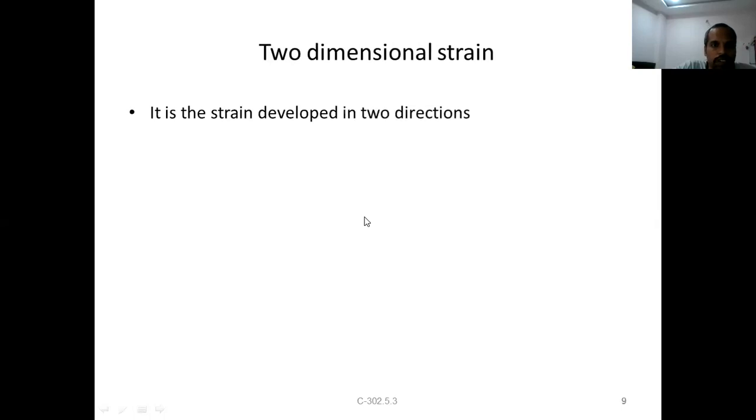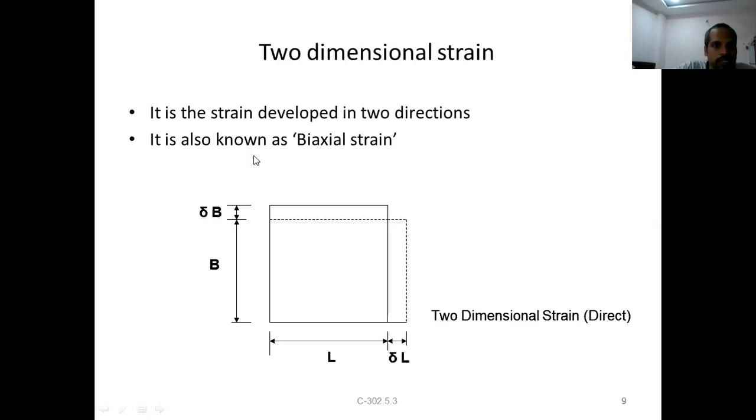Two-dimensional strain is a strain developed in two directions. It is also known as biaxial. So this is a body: in one direction there is delta L, in another direction delta B. Along the length direction delta L, along the width direction delta B. Along the two sides, there is a change in dimension. Along the two directions, like plate elements, compared to a two-dimensional body, the third dimension is very negligible.